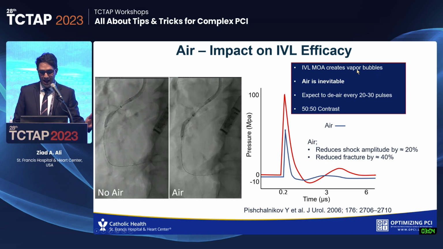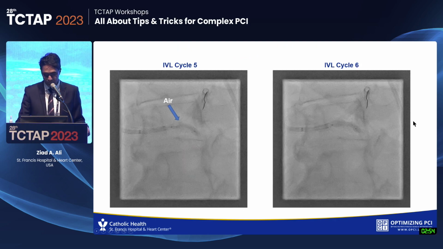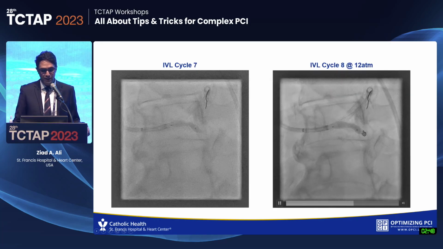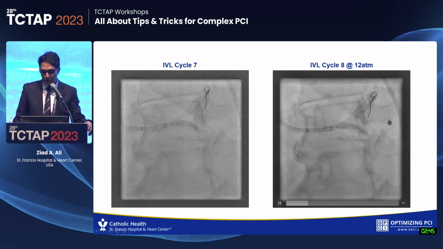The mechanism of action is to create vapor bubbles. If you don't see air, something's not right. Expect to see air every 20 to 30 pulses and use 50-50 contrast. Look at an example of when there's air in the balloon and immediately after removing the air, there's a significant improvement in expansion because the air is being removed.